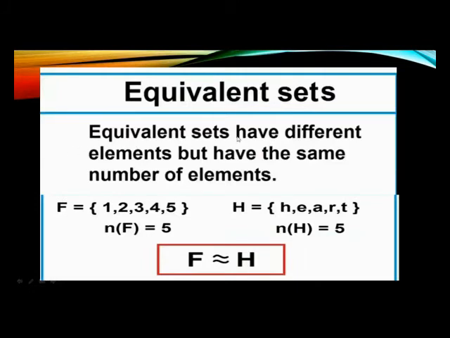Now equivalent sets have different elements but the same number of elements. According to the definition, their elements are different but their numbers are equal, like set F and set H. In set F there are 5 elements, so n(F) equals 5, and H has H, E, A, R, T, again 5 elements, so n(H) equals 5. Their numbers are equal, so F is equivalent to H, using the symbol for equivalent. Keep in mind, according to the definition, their elements can be different, but their number will be the same. In this way, we can write F is equivalent to H.